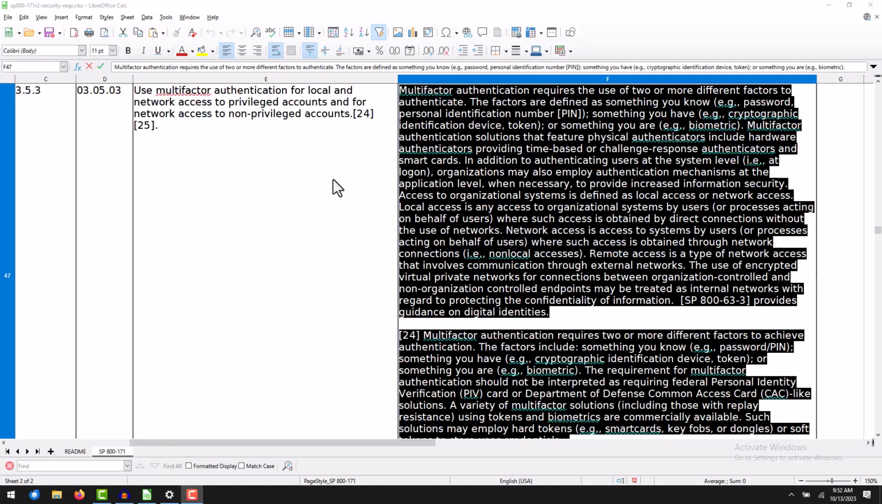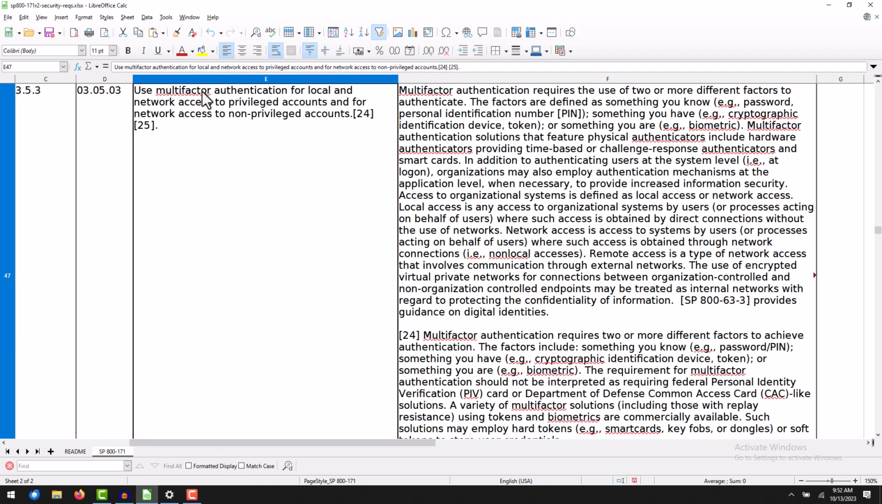But today's control we're talking about is 3.5.3, and if you look down here, this is what the control says. It says, use multi-factor authentication for local network access to privileged accounts and for network access to non-privileged accounts. Whoa. Back up. Non-privileged accounts? Yes, folks, that's right. If you have CUI accessible from a device, a computer, a tablet, a phone, whatever, on your network, you have to have multi-factor authentication before you can get to it for non-privileged accounts. So that's your entire network that deals with CUI.